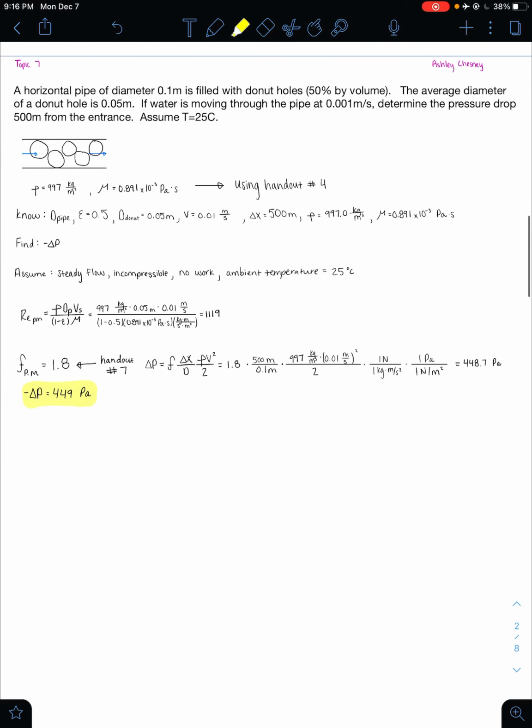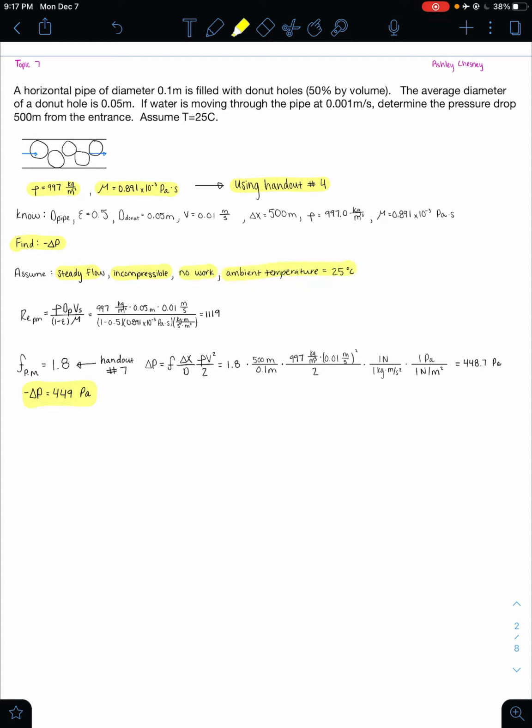So for topic number 7, which is flow through porous media, this is demonstrated through water flowing through a pipe that is 50% full of donut holes. And to do this, we needed to find the density and the viscosity according to handout 4. And we wanted to find the pressure drop. And we were assuming that there is steady flow, that it's incompressible, that there's no work, and that ambient temperature is 25 degrees Celsius.